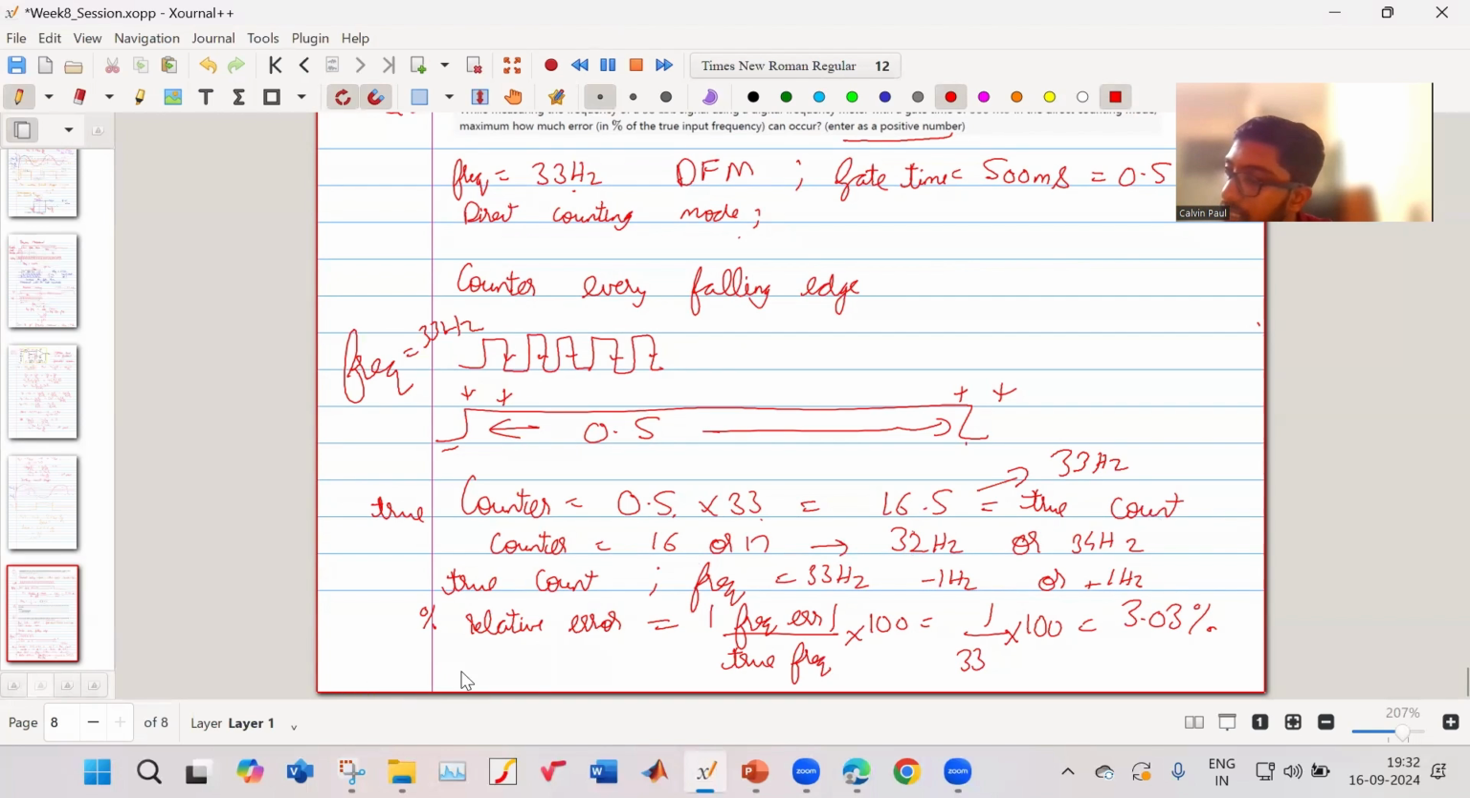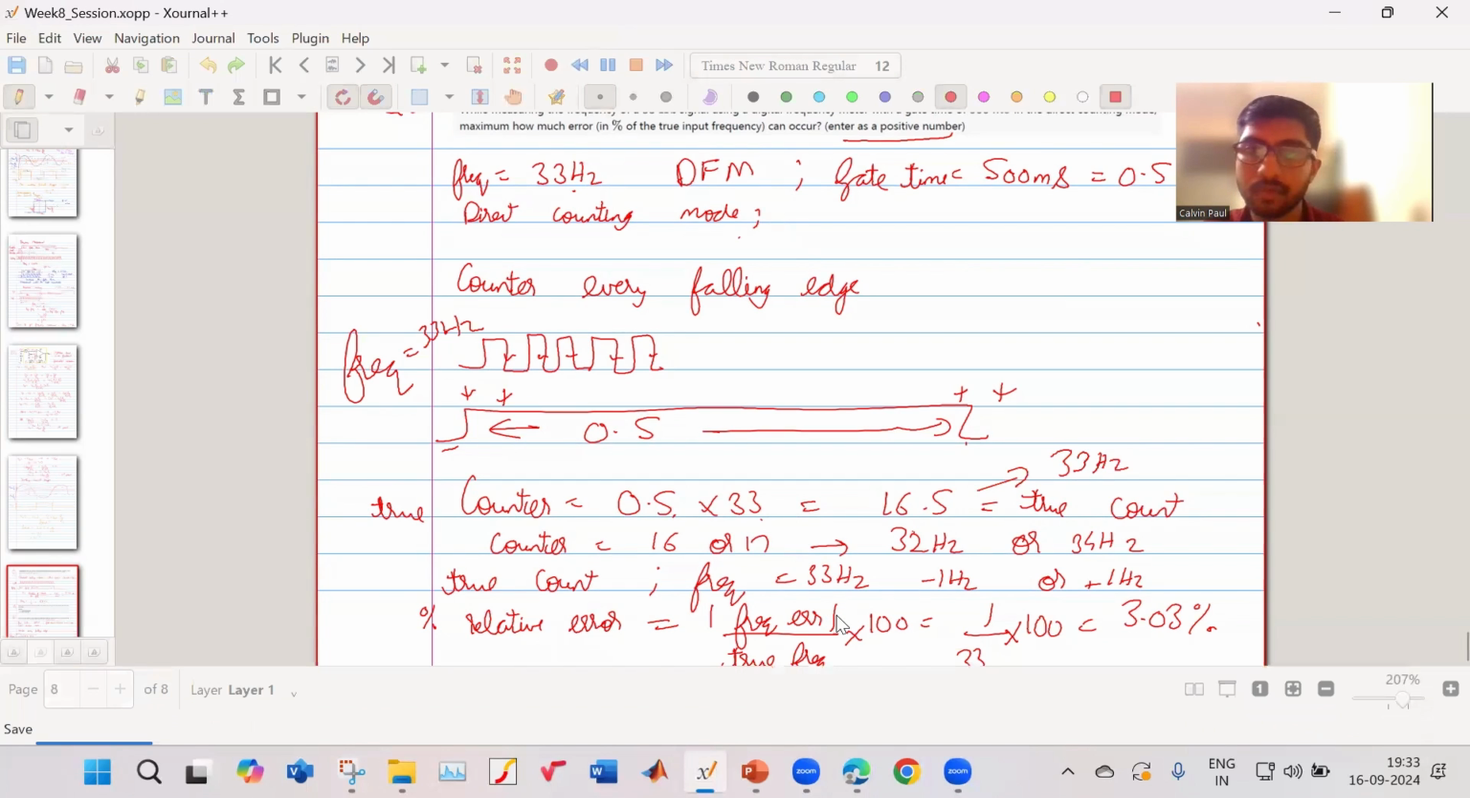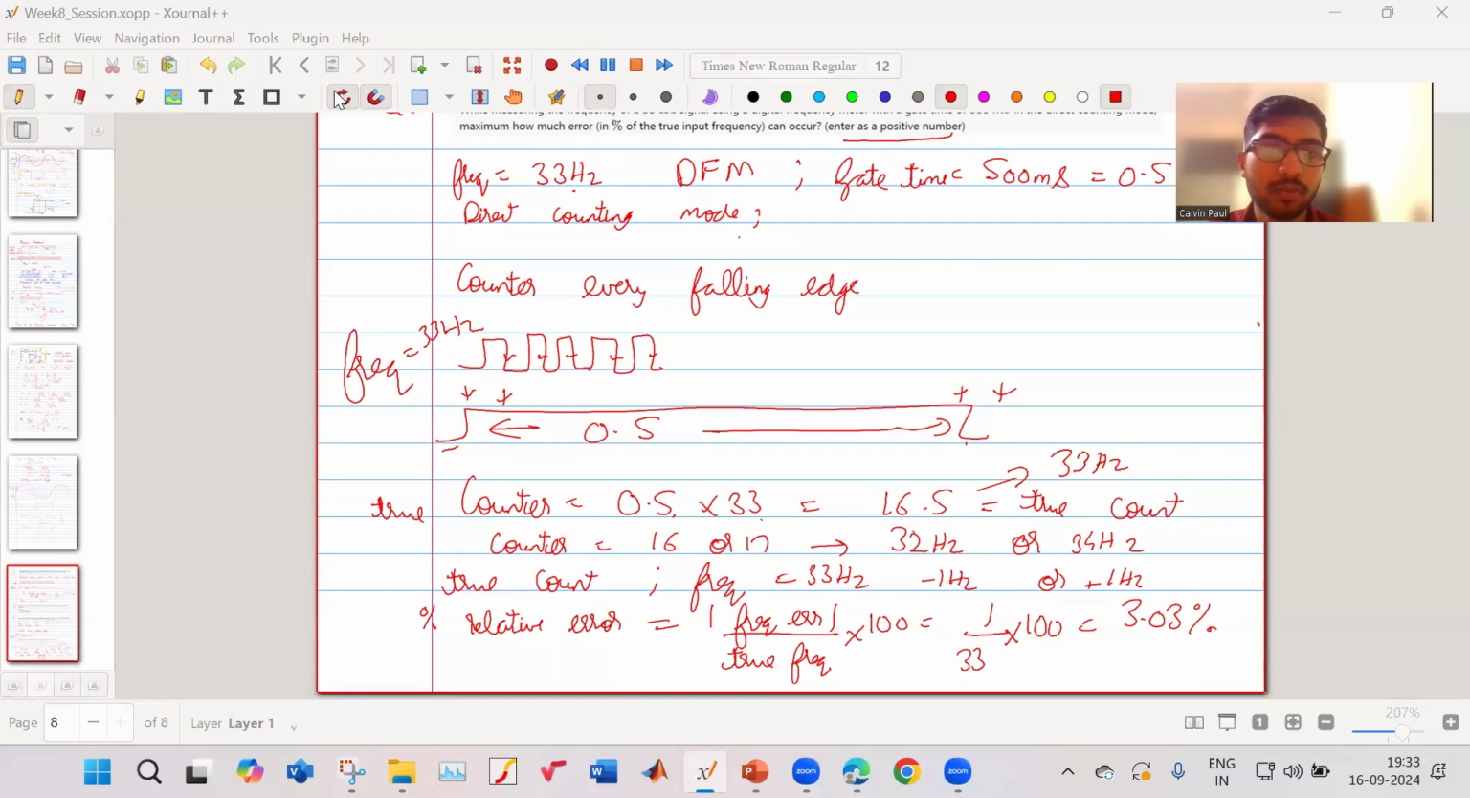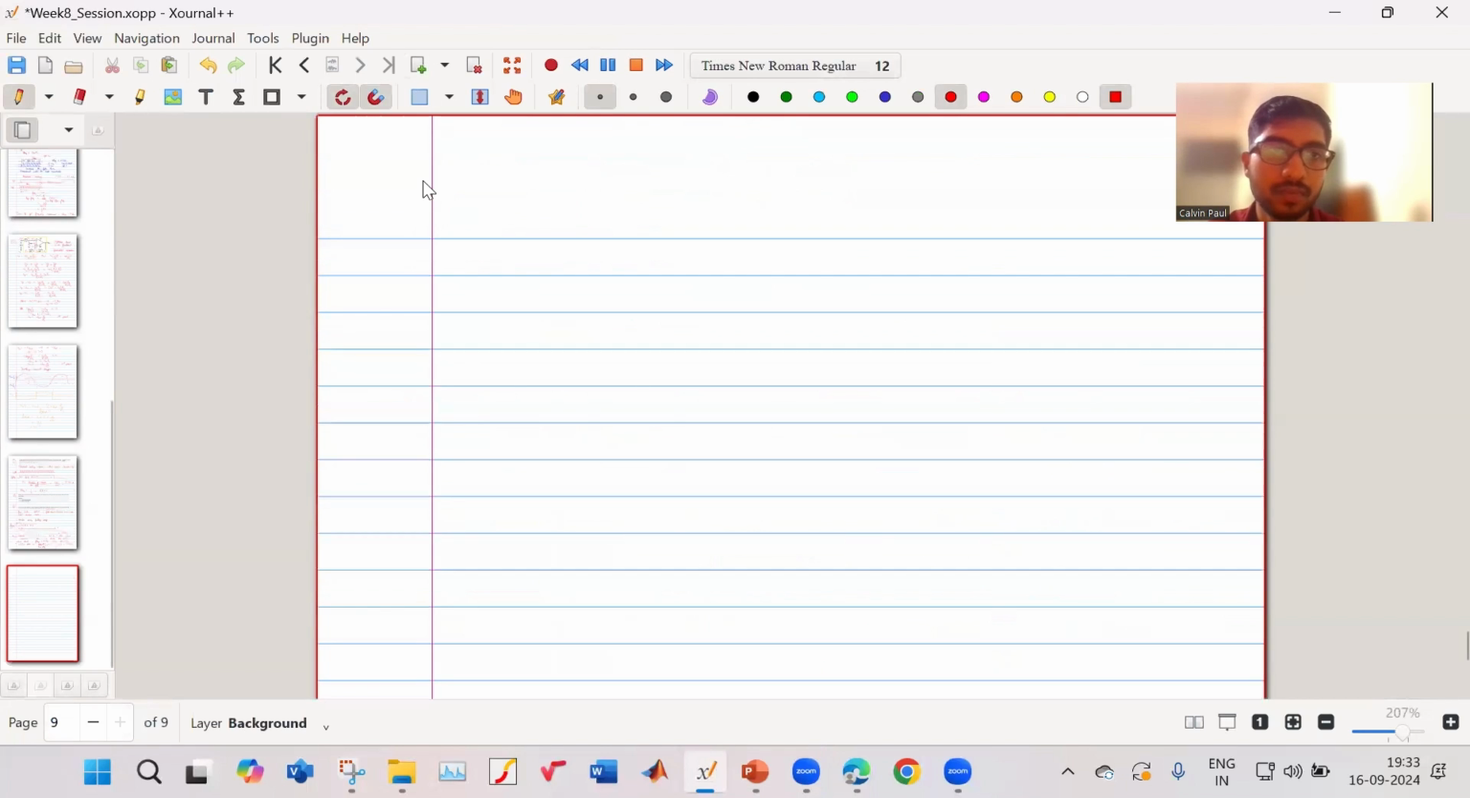So the percentage relative error is the absolute value of the frequency error divided by the true frequency, into 100. So that is 1 upon 33 into 100, which becomes 3.03%. Okay, thank you. So now we will proceed further.